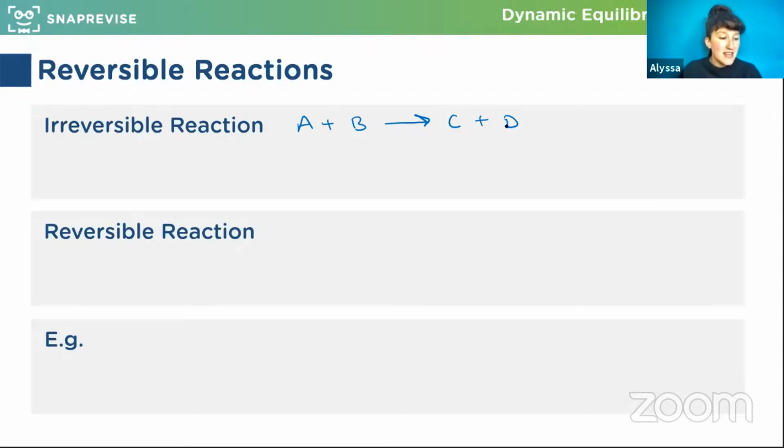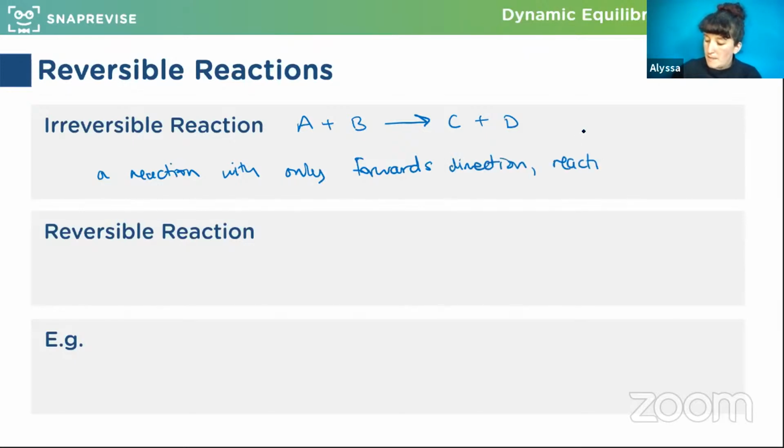Good, lovely. An irreversible reaction only includes a forward reaction. It can't be undone. You can't form the reactants again. It doesn't allow a backwards reaction. The reactants make a product, but the products don't go back to make the reactants. Brilliant. It looks like we've got a good understanding of that. So an irreversible reaction is a reaction with only a forwards direction. Reactants make products.